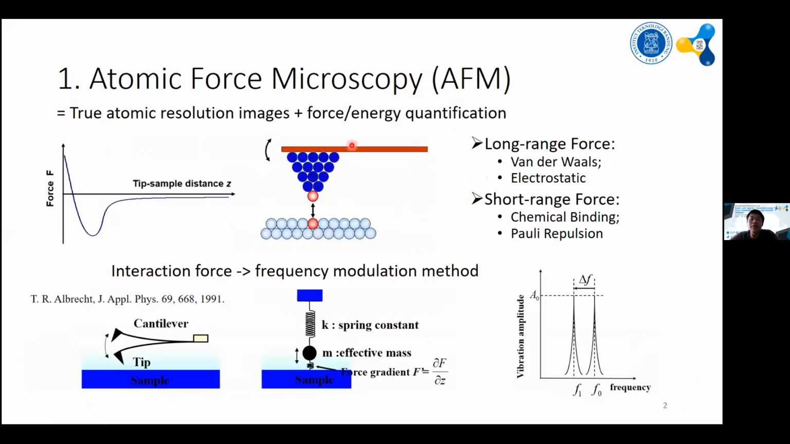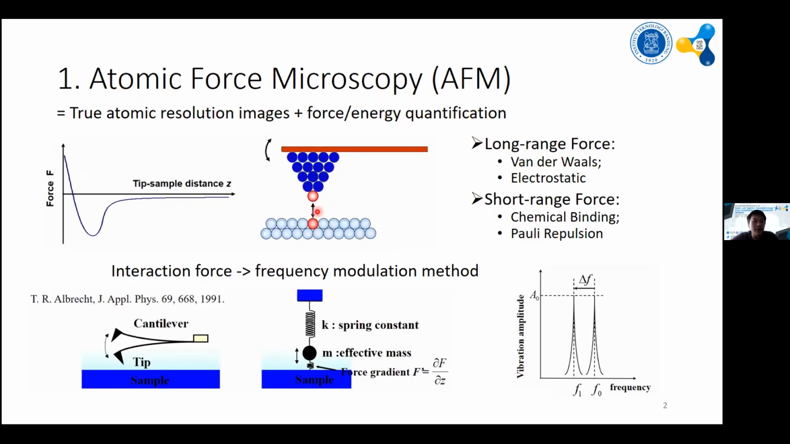Okay, Sugawara Sensei brought us 4 main topics. The first one is about AFM, or atomic force microscopy. It is a microscopy technique that uses the interaction force between two atoms, and it will obtain true atomic resolution images. And one of the AFM advantages is that it can measure the force and the energy.